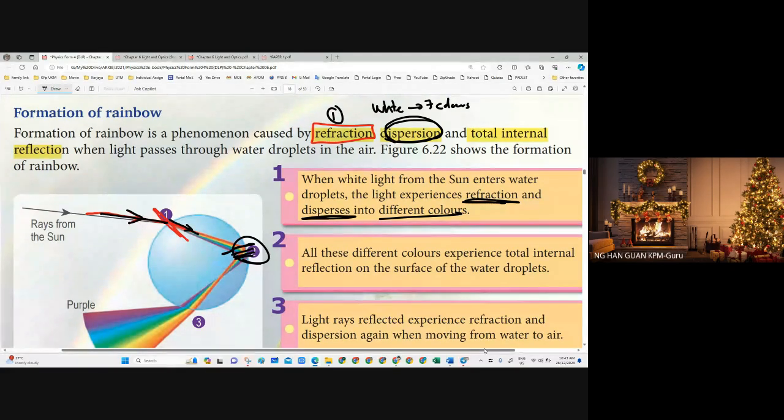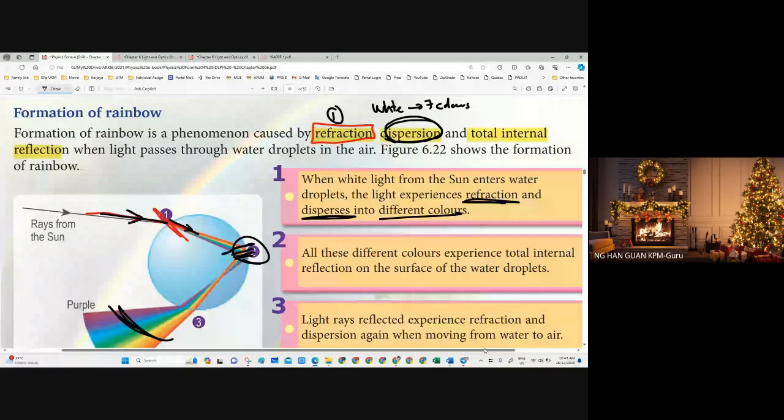The 7 colors will spread out wider. Then when it comes to number 3, there will be refraction again, so the ray will bend away from the normal. That's why it spreads out with all the 7 colors. This is the formation of rainbows.